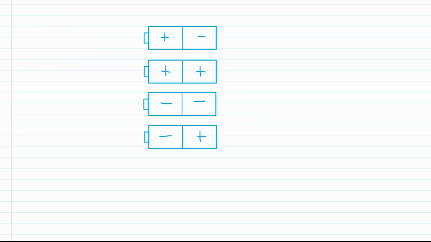Here, I have a picture of 4 batteries, and the signs are arranged differently in each one of them. When I highlight the signs, I can see that some batteries have the same signs, while others have different signs. Think about it this way.